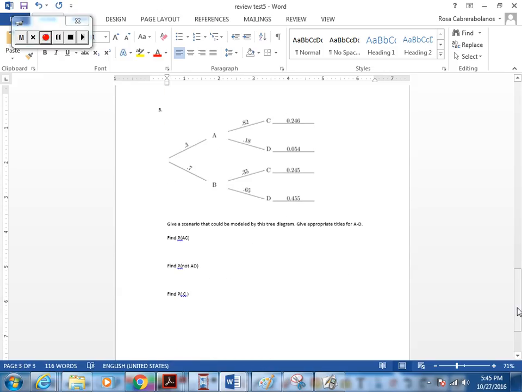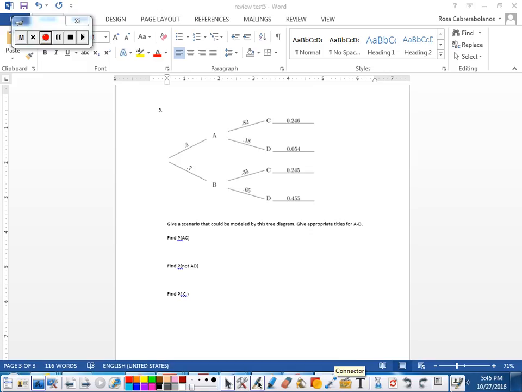Number 5, first thing I want you to note is that in this case, I decided to already give you the answers that you should be getting when you multiply your branches. All of these branches are already multiplied for you, okay? Now, that's just something you want to note because some of you guys were trying to multiply those in there too, and it's not what that is, okay? Now, first thing that it's asking is to give a scenario that could be modeled by this tree diagram.